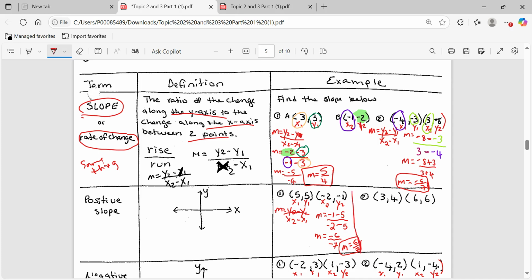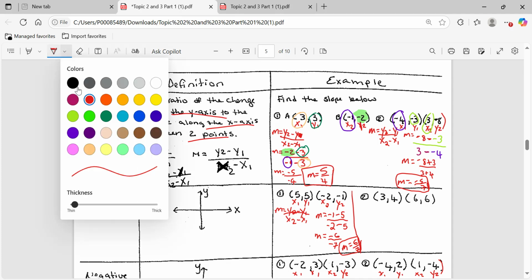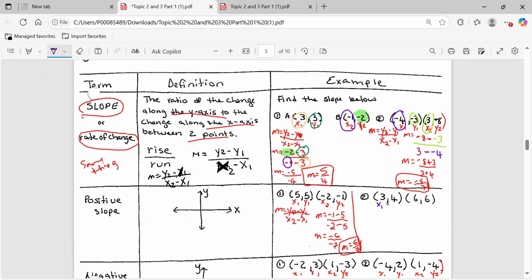All right, now let's look at number 2. I'm going to do this one again with you. Then I want you to try some on your own. Go ahead and label it x1, y1. Then label it x2, y2. And now we're just going to substitute it into the formula. Your slope is equal to y2 minus y1 divided by x2 minus x1. And that formula is not on your reference sheet. You do have to know it, and know what it is.